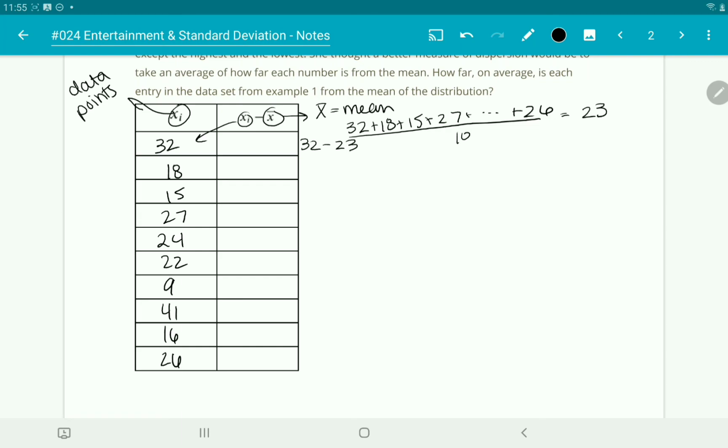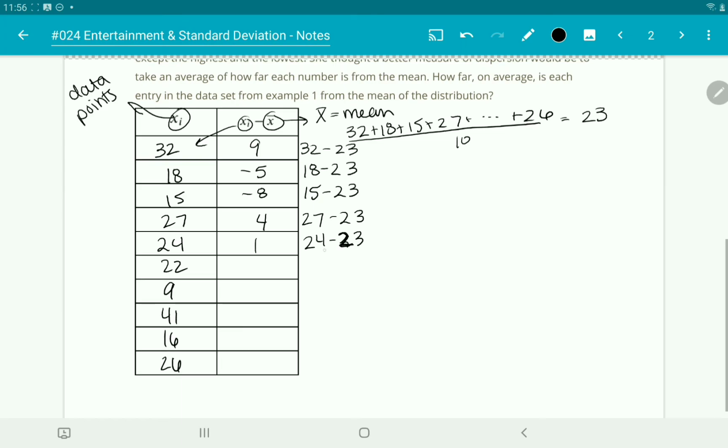So 32 minus 23 gives you 9. This is 18, subtract 23, negative 5. We take the number 15, subtract the mean, 23. That's going to give you negative 8. 27 minus 23 gives you 4. 24 minus 23, because that is the mean again, gives you positive 1. 22 minus 23 gives you negative 1. And I want you to go ahead and fill in the rest of those.